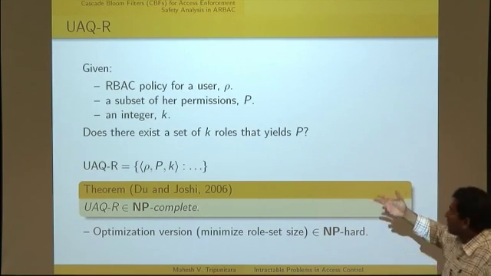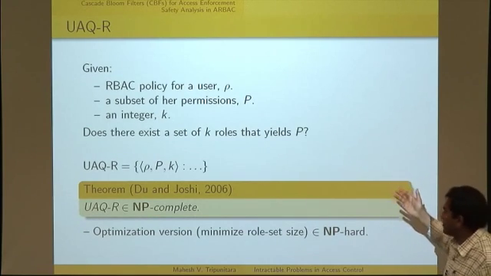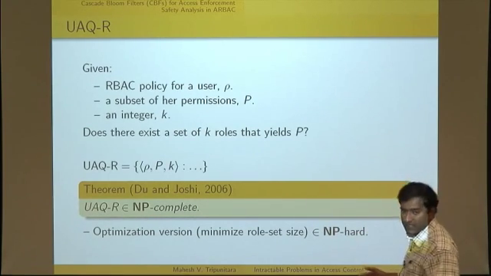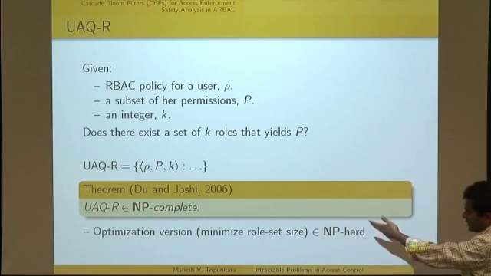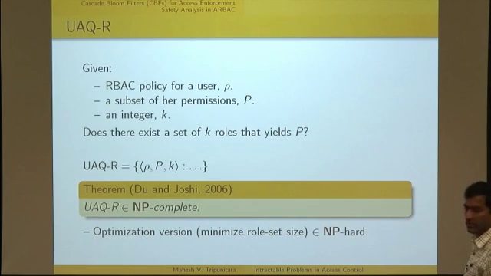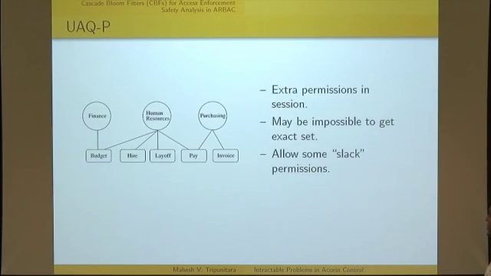Now, why do I care about the decision problem? Well, there's an optimization version that's a natural correspondence. In the optimization version, we don't have the k, and we just ask: this user wants to establish a session with these permissions. What is the minimum size set of roles that she needs? Given this NP completeness result for the decision version, we know that the optimization version is NP hard. So there's a natural correspondence between the two.